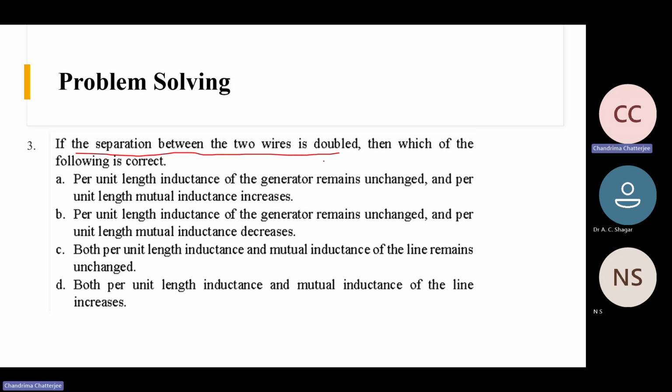So, what I was saying is that even without calculating anything, intuitively you can understand that when the separation between two conductors is increasing, then obviously the mutual inductance will decrease, right? The more the conductors are coupled, the more the mutual inductance increases. So intuitively also you can understand that this is the correct option. Option B.